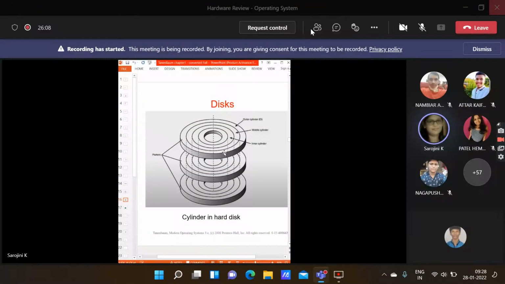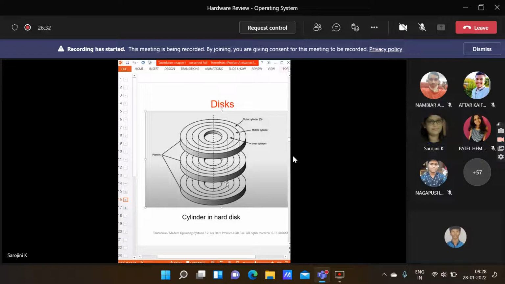Now you can see what a cylinder is. Assume that the read write head is on this track. If you draw a solid line here and here also, that will form one cylinder. See my pointer? This is one cylinder. Which is the next cylinder? Go to the next track. This is the next cylinder.